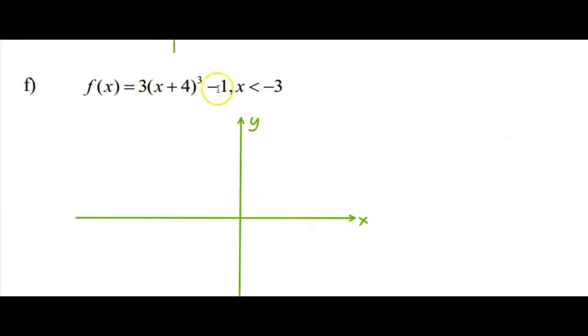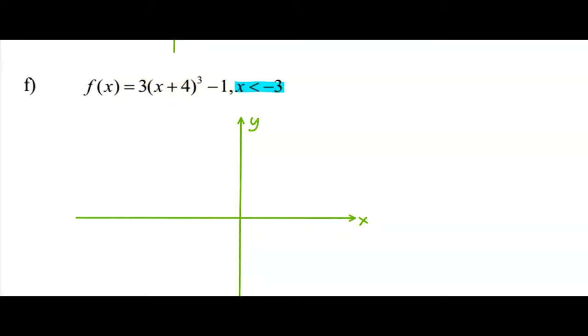For this function, I'm going to use the transformation approach. Okay, one more time. We must take care of the domain. The domain is from negative infinity to negative 3, and does not include negative 3. First of all, we just sketch the graph.